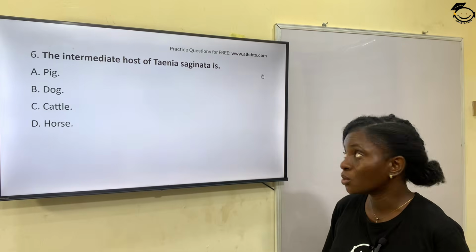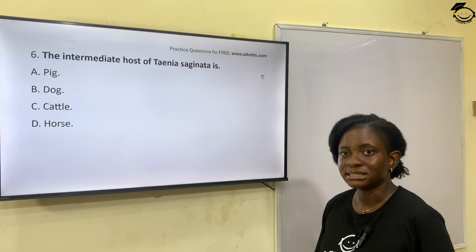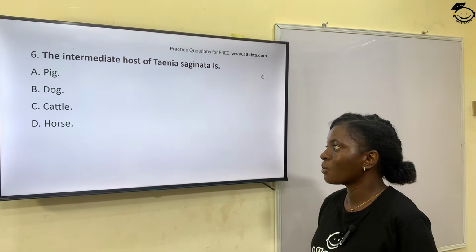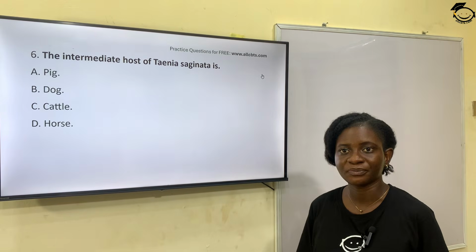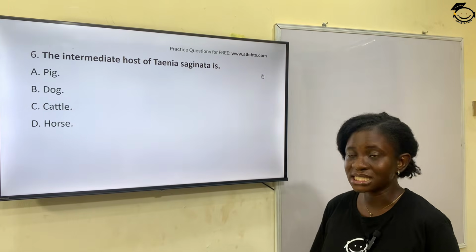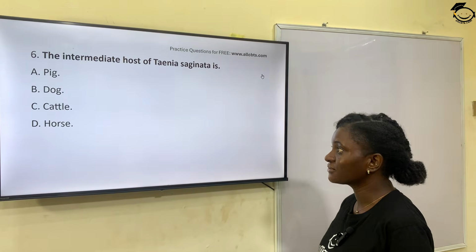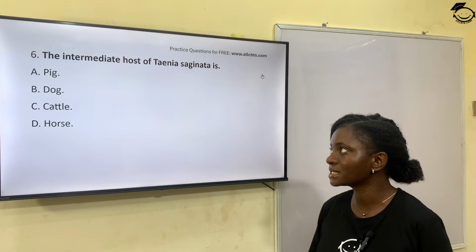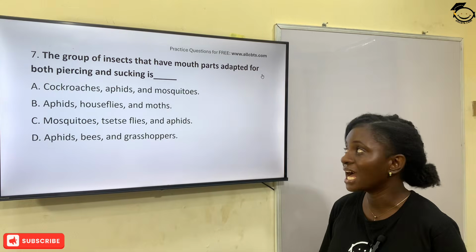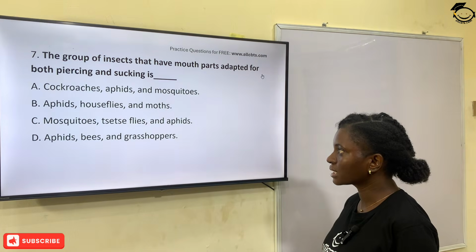Taenia saginata is known as the tapeworm, and the adult tapeworm is found in the human intestine, while the larval stage is found in cattle. So the correct answer is cattle. The intermediate host of the tapeworm is cattle. Option C.